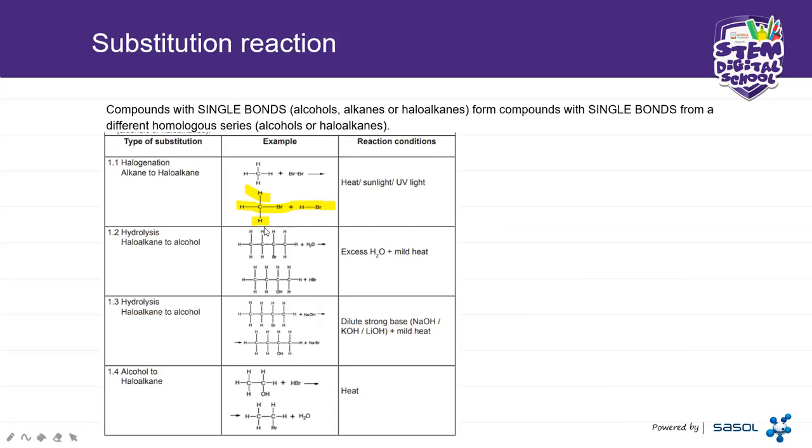Okay, so this one will require heat, but with this hydrolysis, the alkanes to alcohol, it's a dilute strong base, NaOH or KOH, plus mild heat. So once you see, for example, in an exam, a reaction like this, and they tell you that there's NaOH or KOH plus mild heat, then you know that this is a hydrolysis reaction. So this one is excess H2O plus mild heat. So there's always heat that is required for these reactions to take place.